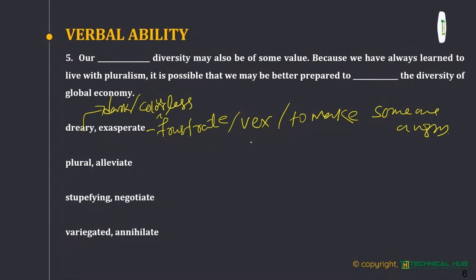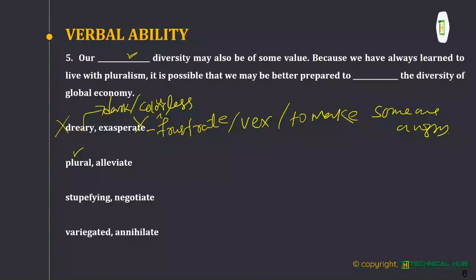Is our diversity colorless or tasteless, or is it beautiful what we have? That means this is a wrong one. Prepare it to frustrate or vex or to make angry the global economy? No, this is also a wrong one. So let us see the true diversity. True diversity means many cultures and many people, many castes, religions, all living together, except the politicians intervening in us.